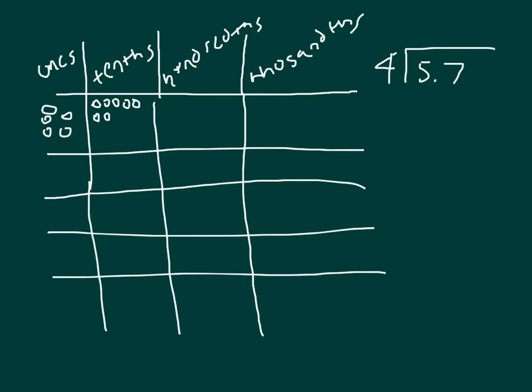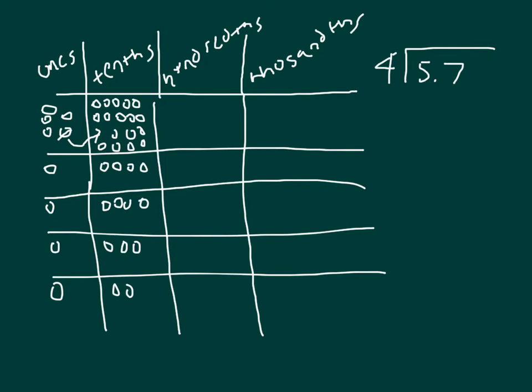I'll start in the ones place. We have 5 there divided by 4, so we can fit 1 within each group. One of these we will regroup to the tenths place, making 10 of these. 1, 2, 3, 4, 5, 6, 7, 8, 9, and 10. Giving me 1, 2, 3, 4, 5, 6, 7, and 10 there, 17 total. 17 divided by 4, I get 4 within each of those groups, with 1 remaining.